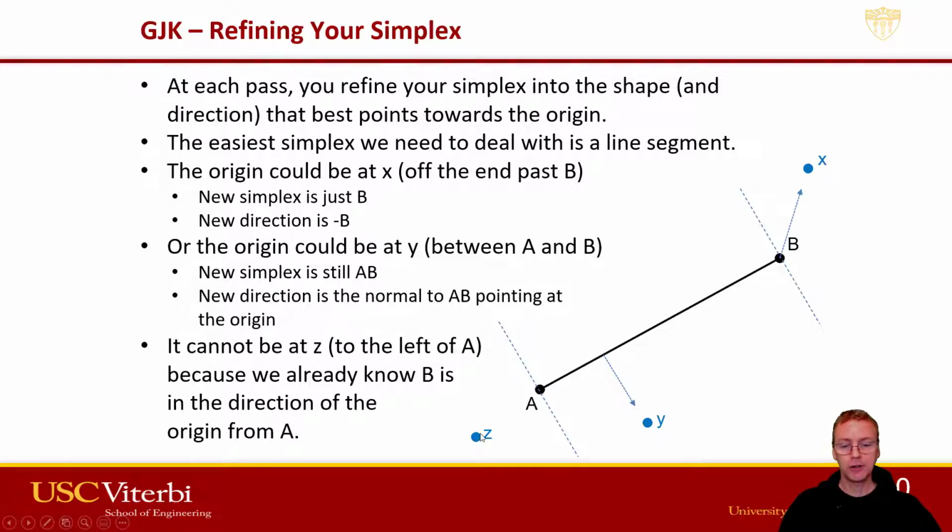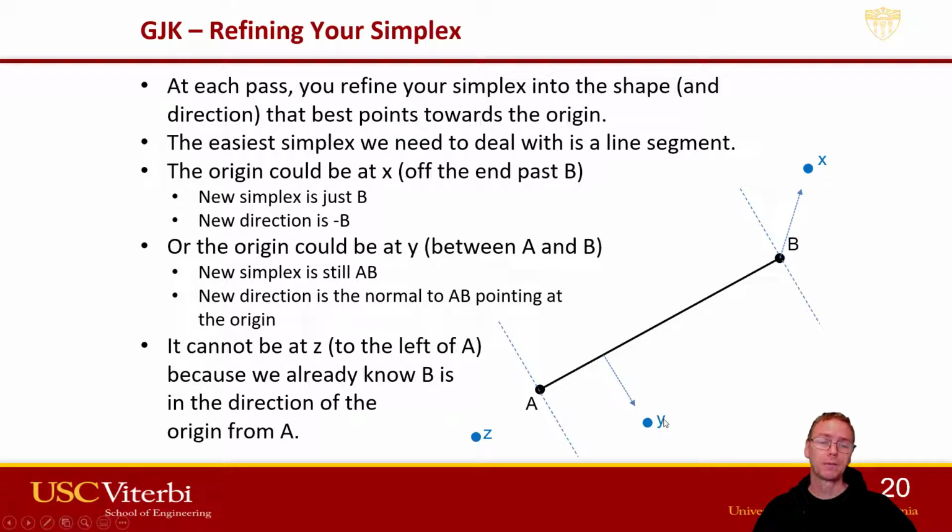The last point I have here is Z, and I note it cannot be Z. Why not? Well, remember, A was my initial guess. B is what I got by searching towards the origin from A. So B is definitely closer to the origin than A is. If it's not, then something has gone horribly wrong. So I don't actually even need to program this case, other than maybe you throw in an assert that says something has gone horribly wrong because this algorithm didn't work. So really the only two possibilities are that it could be out here at X or it could be somewhere at Y.